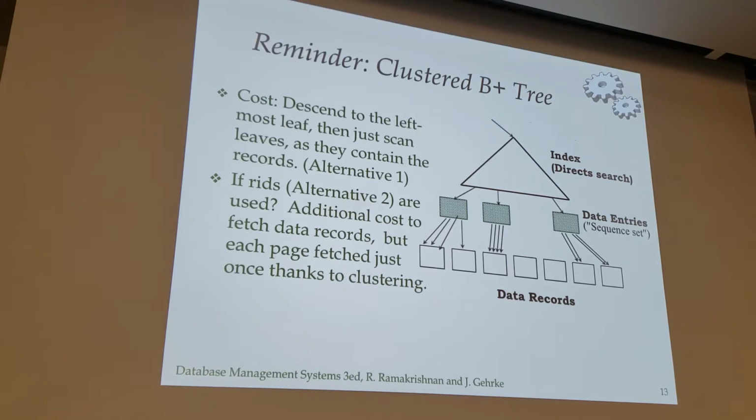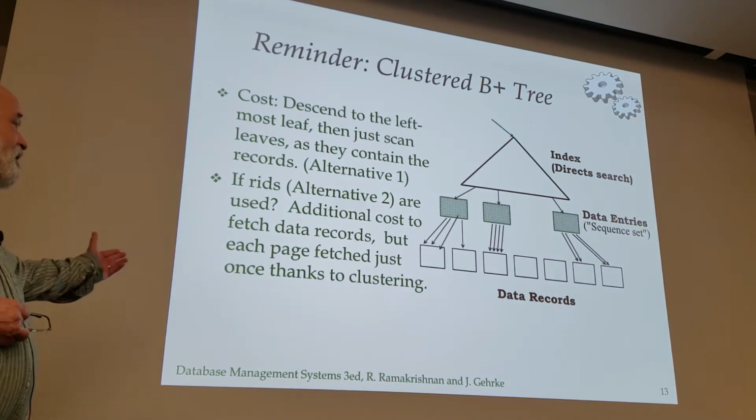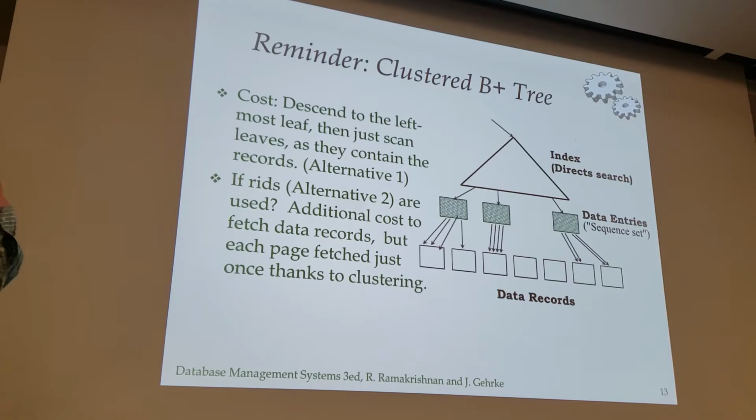So, reminder, how do we use a clustered B tree? If you're scanning everything, you descend to the leftmost leaf, and then you can scan everything going around. And in the case where all the records are in there, and if it's clustered, we'll assume that it's alternative 1, because it's hard to be clustered unless it's alternative 1. Then you just find the records and they're there.